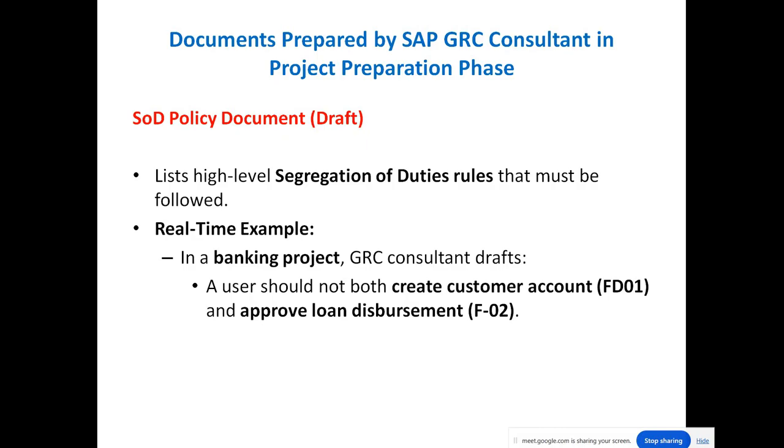Okay. So for example, in a banking project, the GRC consultant drafts, this is also called a draft. A user should not both create a customer account, FD01, and approve loan disbursement. See, last time I showed the bank example: the bank employee creates the customer account, but the disbursement of the loan is a different person, right? In a bank. So here also we are segregating the duties. We are not giving these two duties to one person because it would be high risk for the company. So we are preparing the document for the SOD policy.